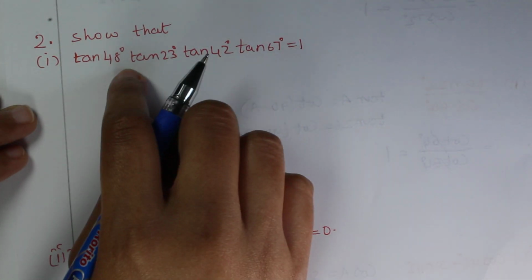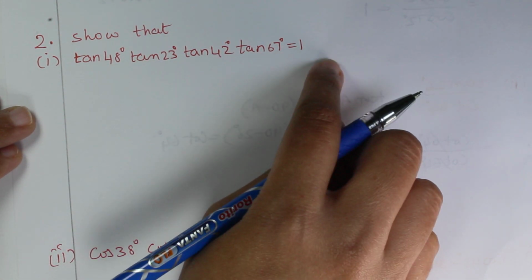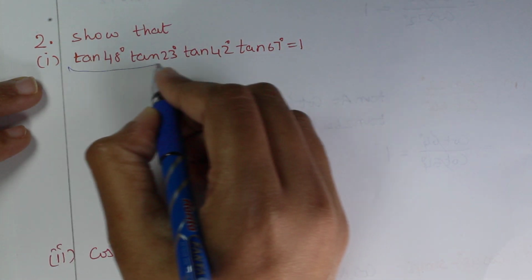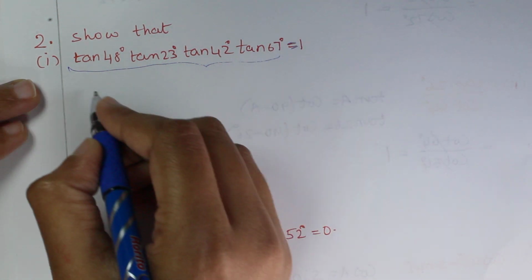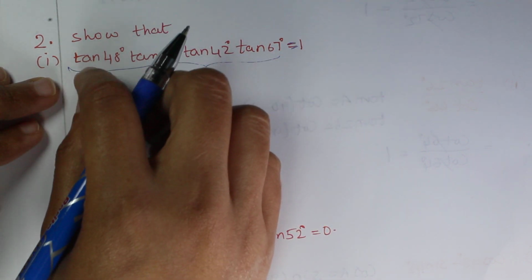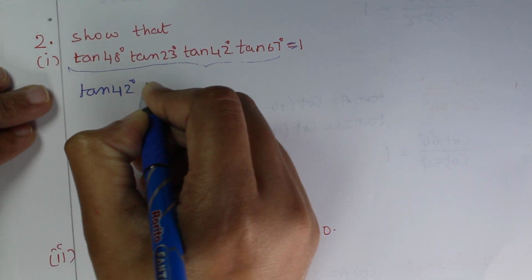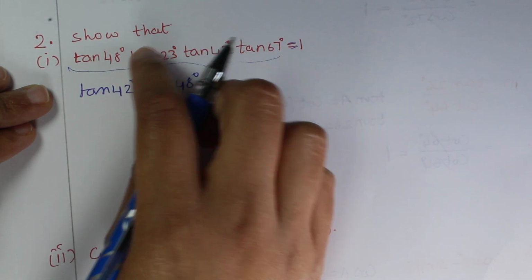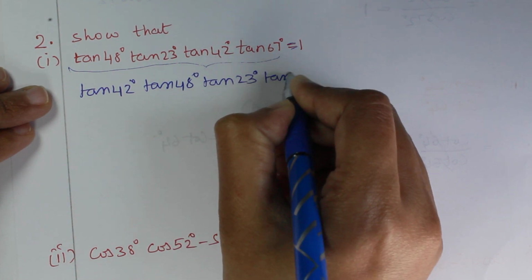Show that tan 48 degrees into tan 23 degrees into tan 42 degrees into tan 67 degrees is equal to 1. So here he is asking us to show that this product is equal to 1. First of all, we will group the complementary angle ratios together, that is 48 and 42 on one side, tan 42 degrees into tan 48 degrees, these two together, and then tan 23 degrees into tan 67 degrees.